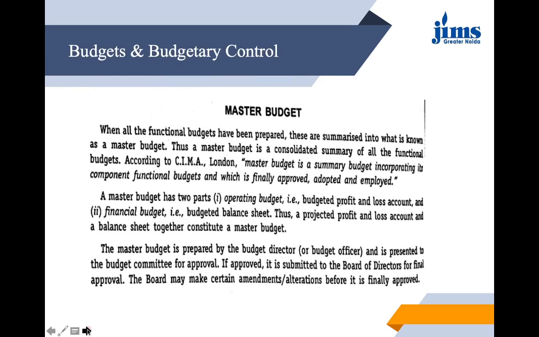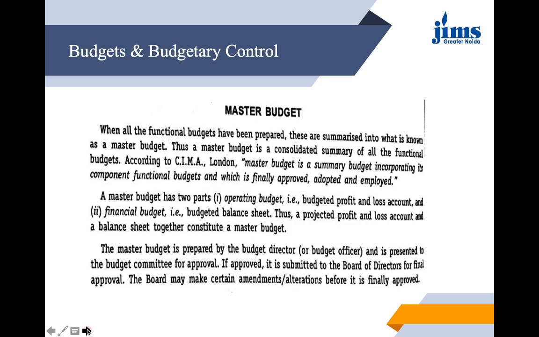Then finally, the last category is master budget. When all the functional budgets have been prepared, these are summarized into what is known as a master budget. Thus, a master budget is a consolidated summary of all the functional budgets. If I define it as per CIMA London, master budget is the whole summary budget, which incorporates its component functional budgets and is finally approved, adopted, and employed by the top management. Here we have two parts: operating budget, basically the budgeted P&L account, and financial budget, that is the budgeted balance sheet. So thus a projected P&L account and a balance sheet together constitute a master budget.